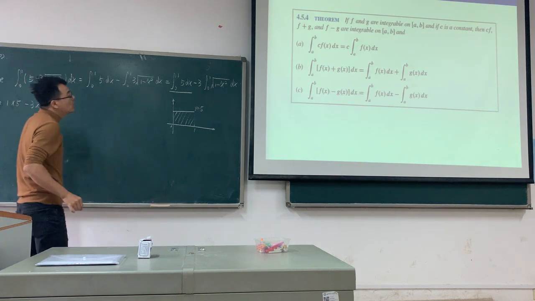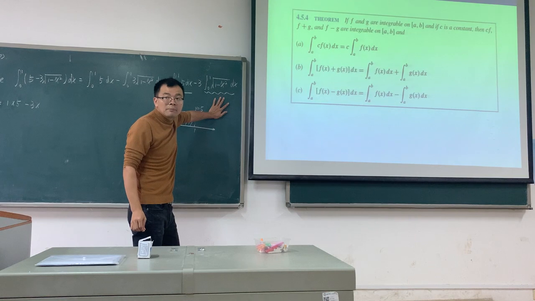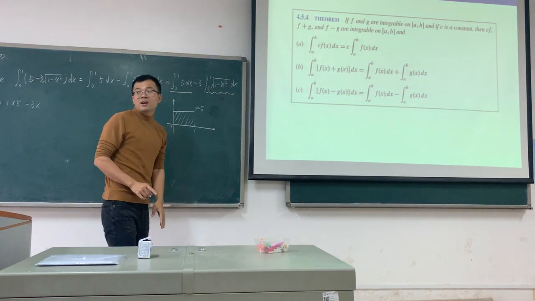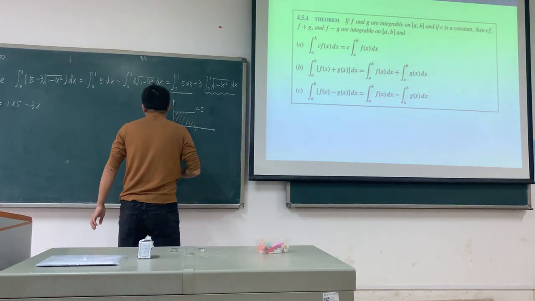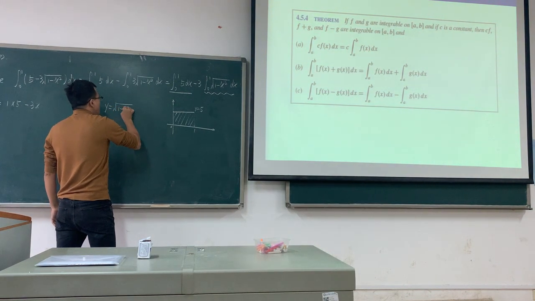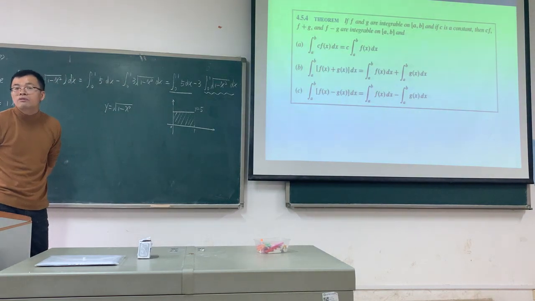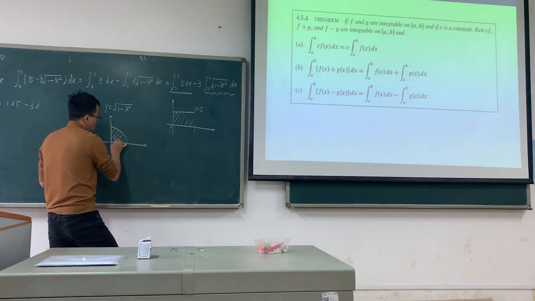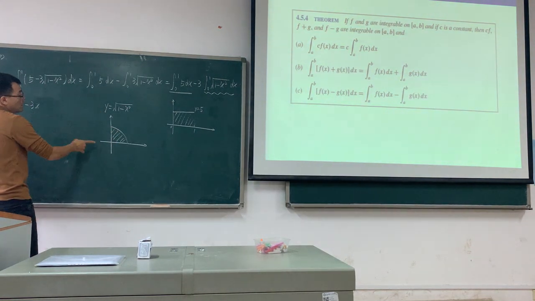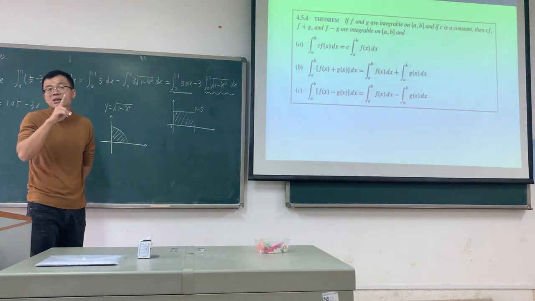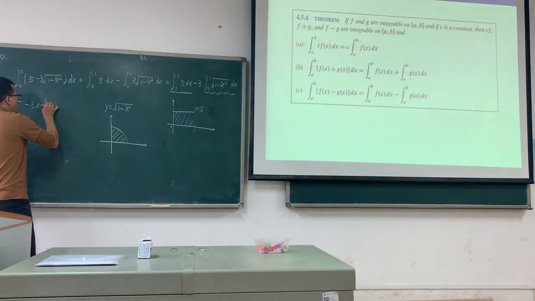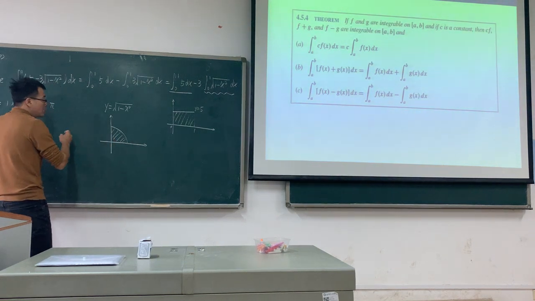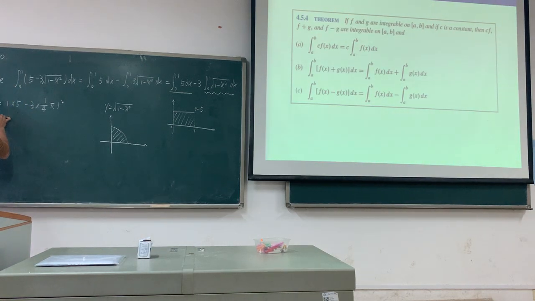And here is minus 3 times the second definite integral, which we compute. Here y equals the square root of 1 minus x squared. This is a quarter of a circle. The area of a circle is pi r squared, so a quarter is 1 by 4 times pi times 1 squared. So the result is 5 minus 3 by 4 pi. This is the result.